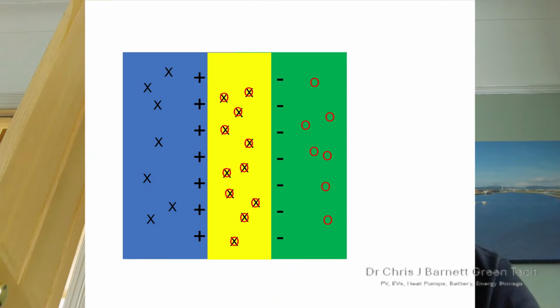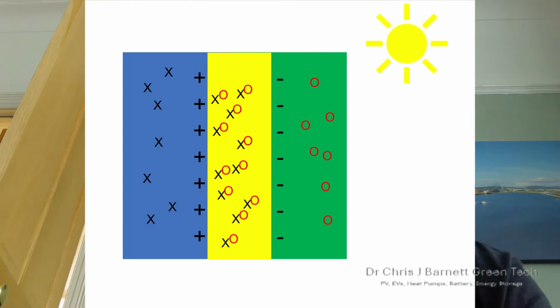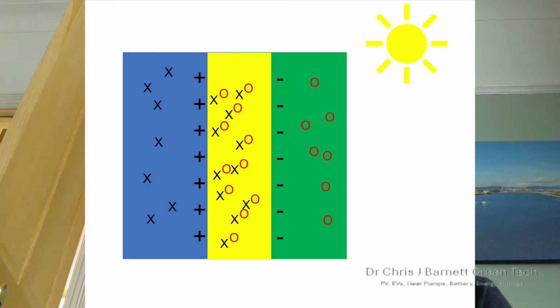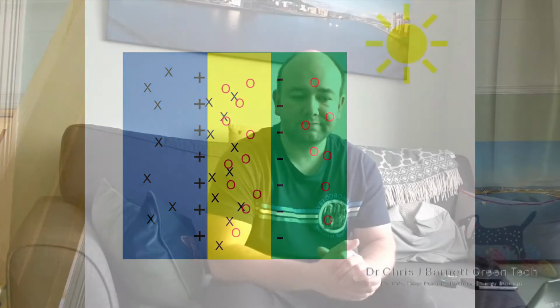And when light hits this depletion region, those electron-hole pairs will split apart. The electrons will move towards the positive, or the N-type material, and the holes will move to the negative region, so you get an inbuilt voltage and you get a flow of current when light hits, and that's the basis of a solar panel or solar cell.